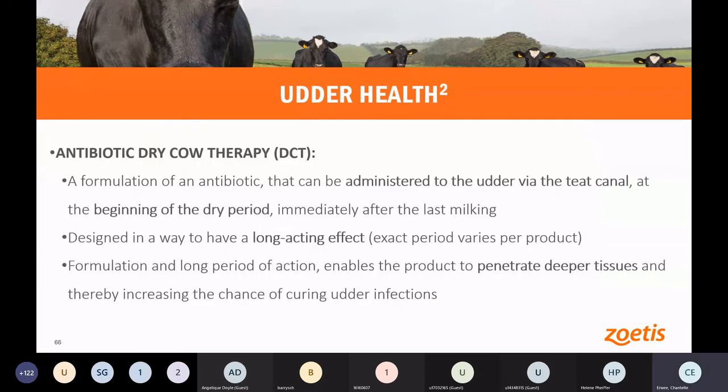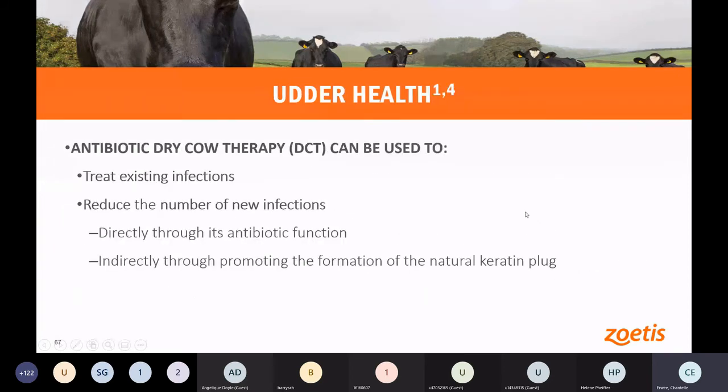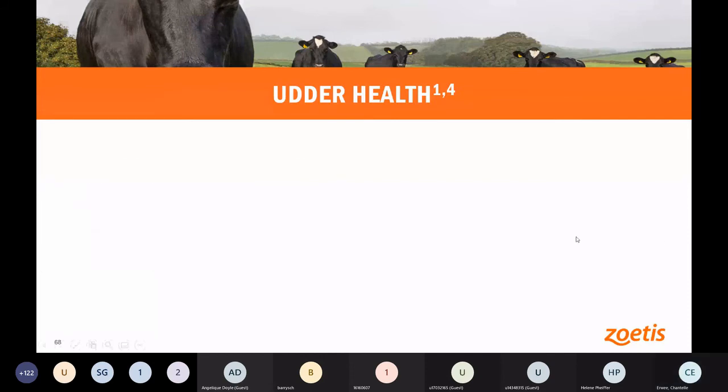So when we look at the antibiotic dry cow therapy, like I said, they usually are formulated to have a long-acting effect and to penetrate deeper into those other tissues so that they can cure existing infections and hopefully then reduce the number of new infections if it's a high-risk animal or a high-risk situation in that dry period. Okay.